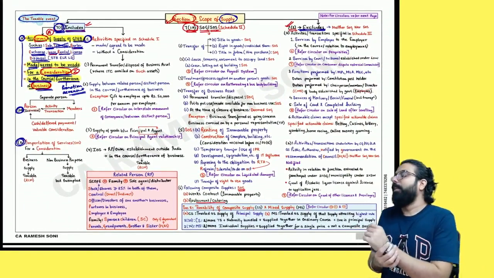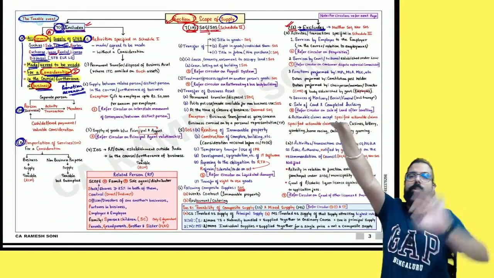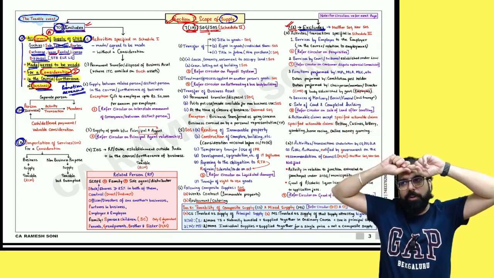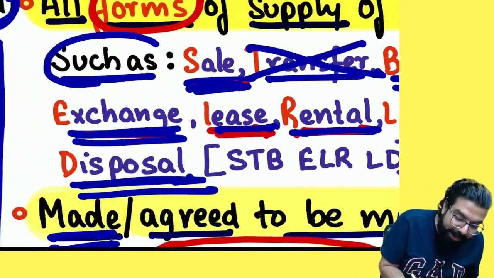Tell me one thing. Section number 7.1, is it clear to all? It's number 1, 7.1a. All forms of supply of goods, services, or both, such as... means only these are examples.